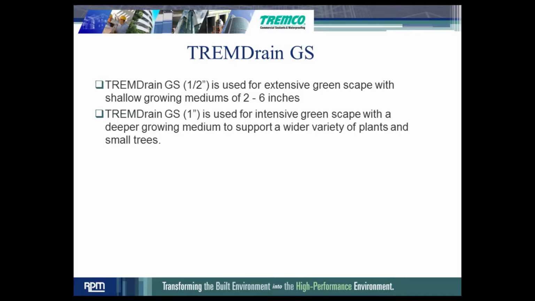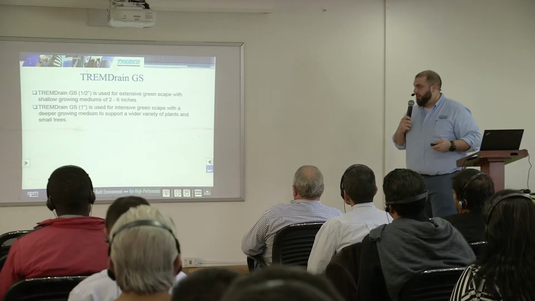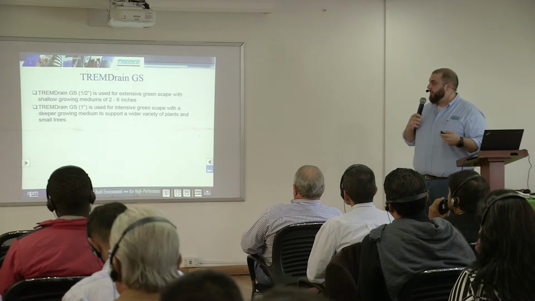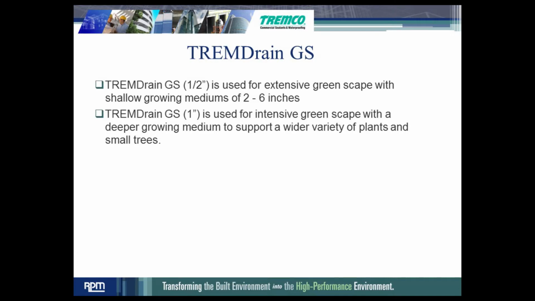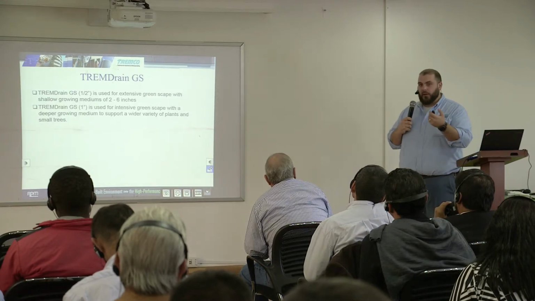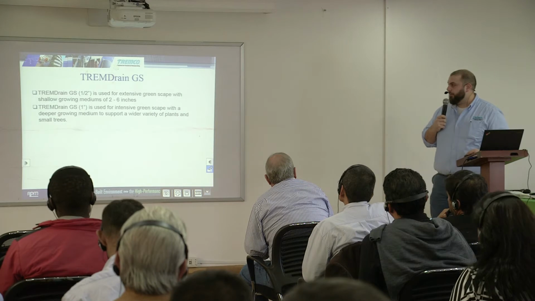It's a 1/2 inch. It's used extensively, like I said, for the greenscapes, using it with 2 to 6 inches of growing media on top of it. That's the 1/2 inch GS. The TREMDrain GS at 1 inch, which is the thickness of the cones, is used if you have a deeper growing media on top of there. It just provides you a higher compressive strength, so that the load that's sitting on the drainage mat doesn't compress the cones unnecessarily.